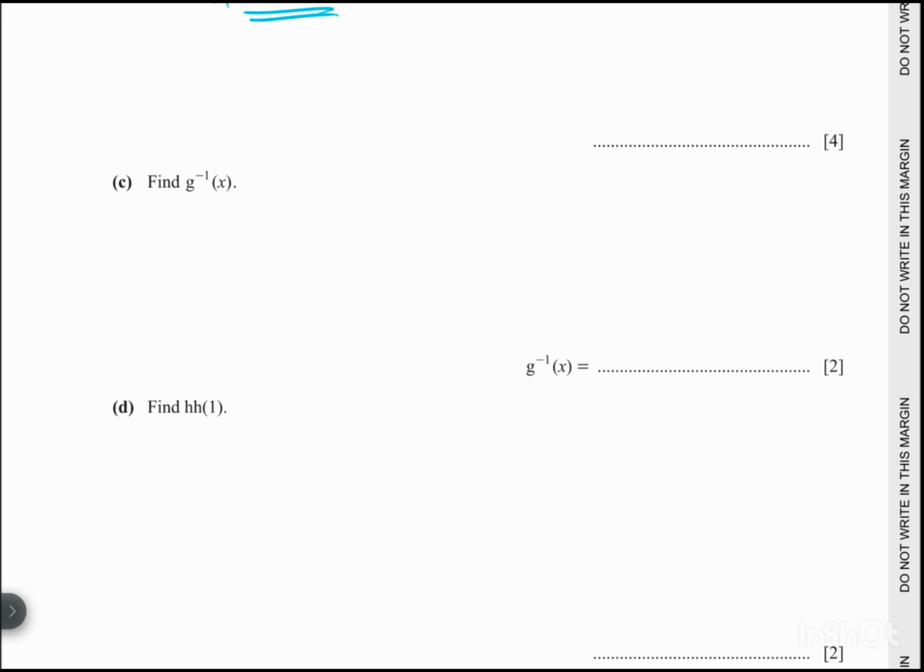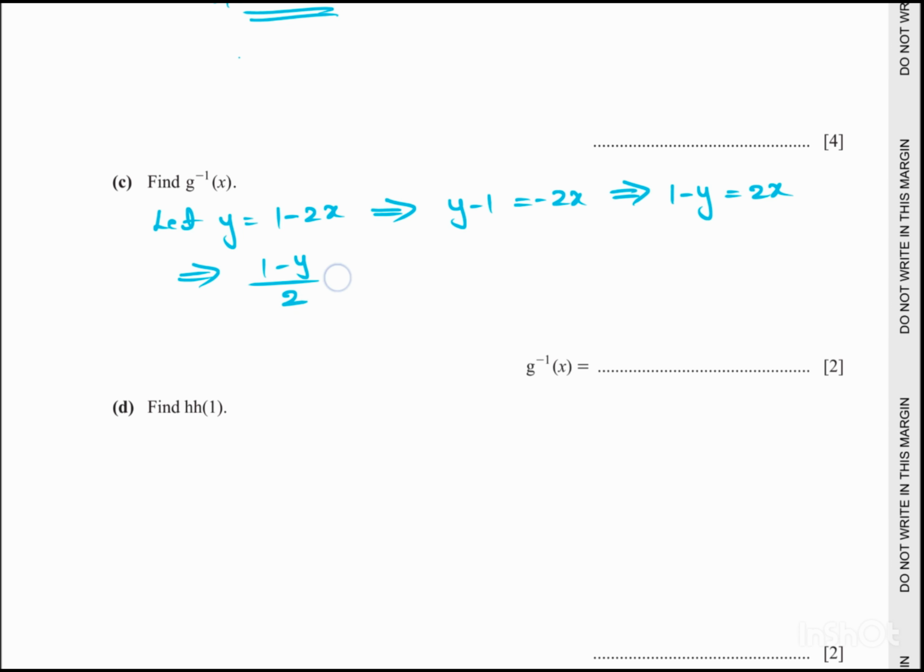G inverse of x. So first of all, g of x is given to us. Taking that as y, let y is equal to 1 minus 2x. Bringing 1 onto the left hand side, it will be y minus 1 is equal to minus 2x. Then cancelling out the negative sign, so on the left hand side it becomes 1 minus y, and on the right hand side the negative sign will go. Keeping only x on the left hand side, you will bring 2, so x will be (1 minus y) by 2. So this is the value for x.